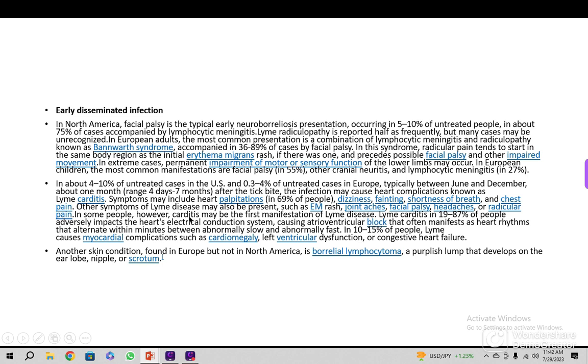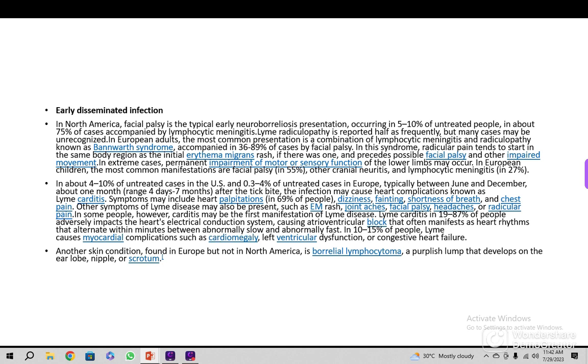If you are appearing in the American examination, this is the most important region: early disseminated, not localized, early disseminated. Carditis may be the first manifestation. Lyme carditis is seen in about 8 to 10% of the people. It adversely impacts the heart's electrical conductive system, causing AV blocks, and often manifests as a heart rhythm that alternates within minutes between abnormally slow and abnormally fast.